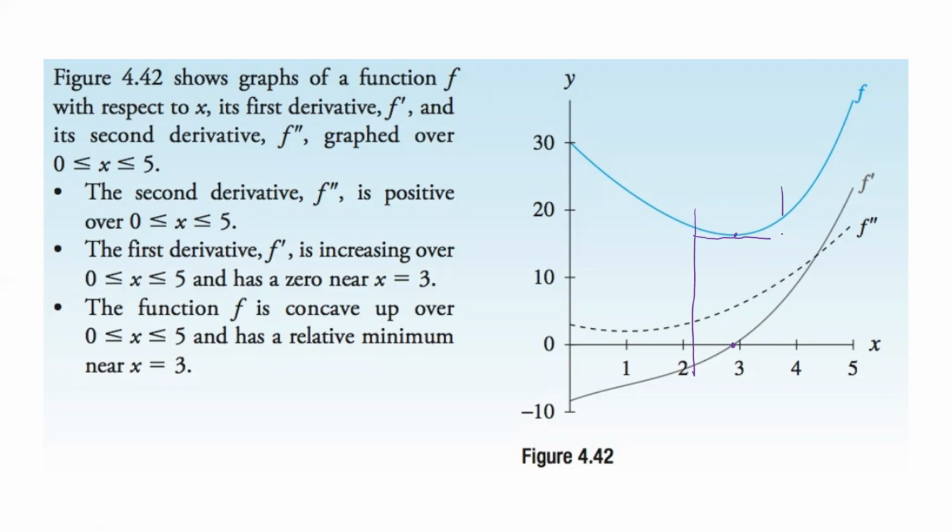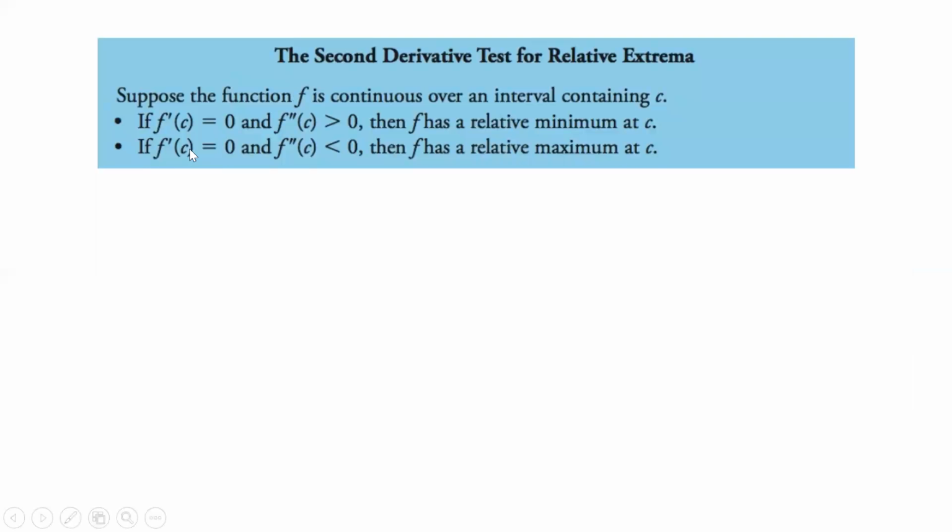Okay, so if we look at this and we have some interval, going maybe from here to here, then this one is positive, this one is increasing, and so we have some minimum value. Now if we go the other way, it's going to be the same thing. If the first derivative at c is equal to 0 and our second derivative is less than 0, then f has a relative maximum at that c. Okay, so that's kind of a key thing to think about.